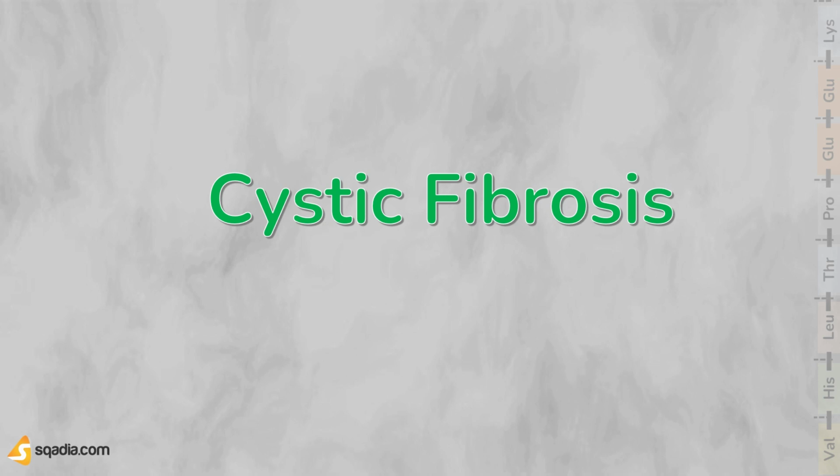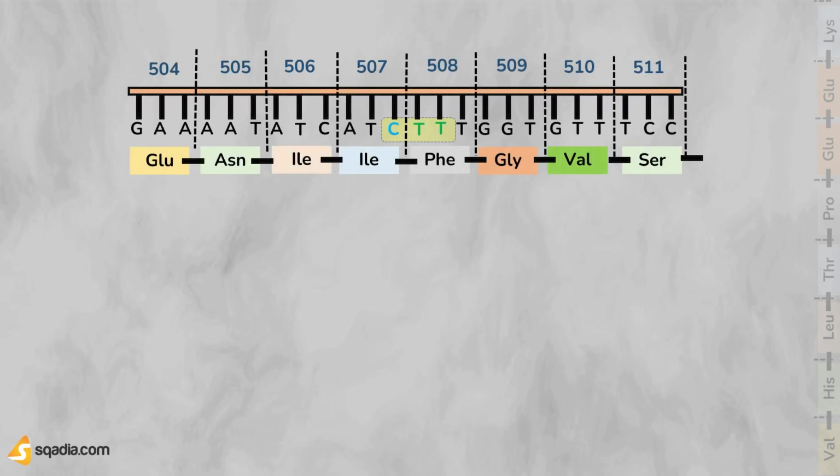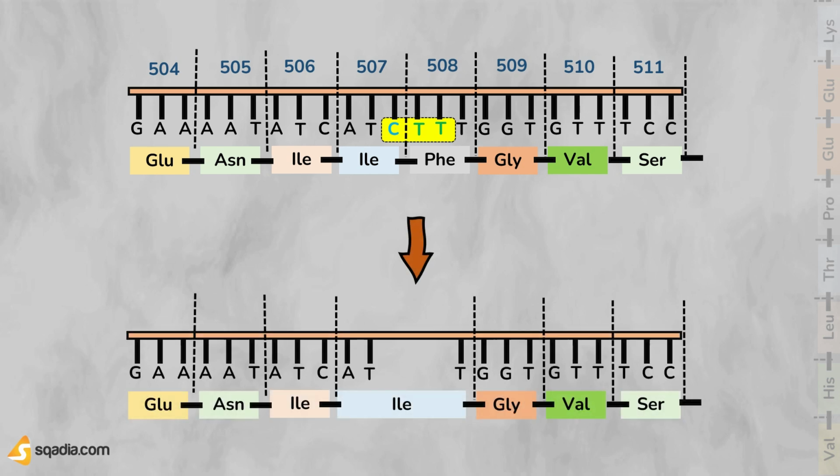Moving forward, cystic fibrosis is an example of 3-base deletion from the normal sequence. 3 bases, which are cytosine, thymine, and thymine, are removed, and their deletion leads to removal of phenylalanine.